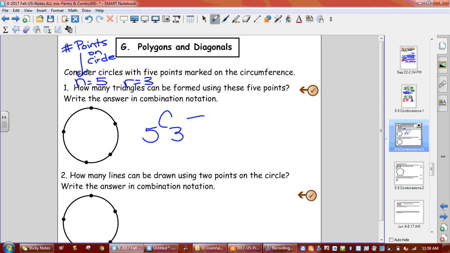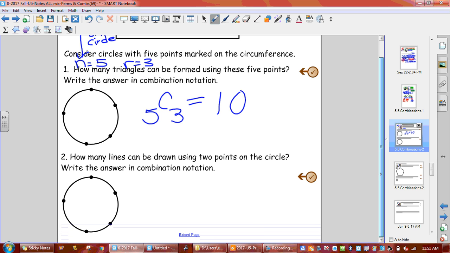Now, what's the difference between forming a triangle versus forming a line? Triangle needs how many points? 3. How many does a line need? 2. Good. So that's how the next question is going to change for us. So the R number now changes to a 2 because we're talking about a line. So the N number is still 5, but your R is 2. So it's going to be 5 choose 2.